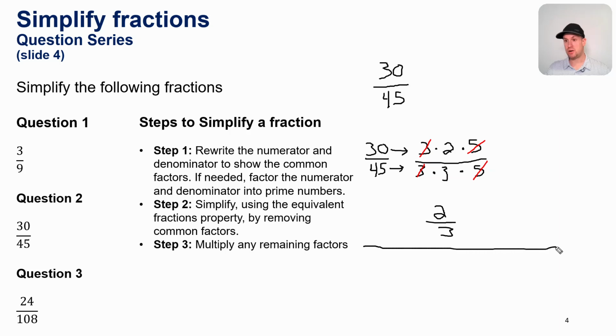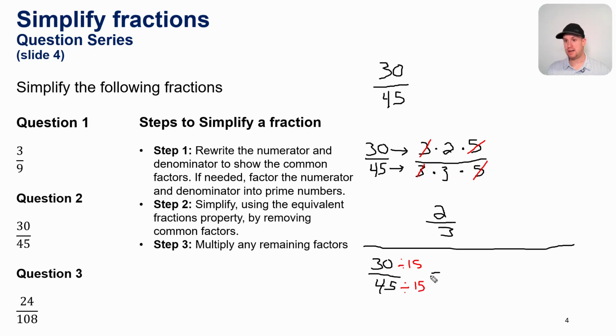Now, if you wanted to show it more with a straight division structure, we could write this where we take the biggest common factor that we just now see, which is 3 times 5, and we divide both the top and the bottom by 15 here.